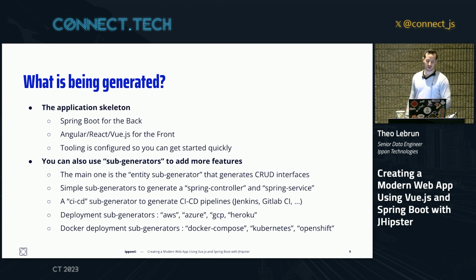We also have other sub-generators. The CI/CD one is pretty cool. It will give you all the regular CI/CD pipelines, so you can say, hey, I want to use Jenkins or GitLab CI, all those things. And last but not least, if you want to go to the cloud, to AWS or Heroku, there's also a sub-generator for that. And if you want to do containers, let's say a microservice architecture, you definitely want to containerize all that. So you'll be able to use the sub-generators for that.